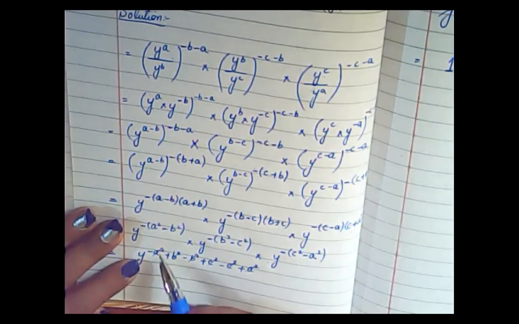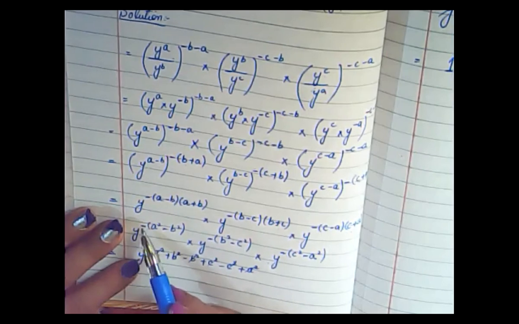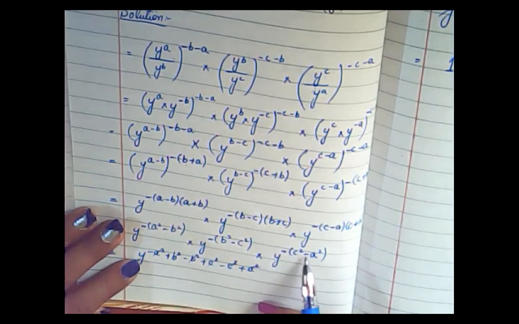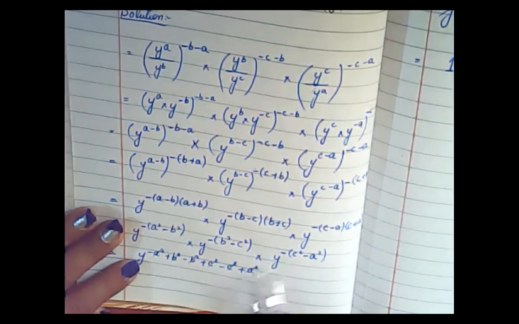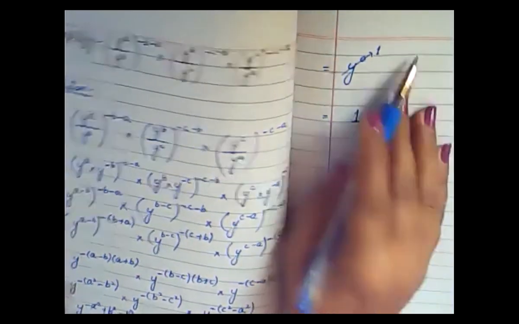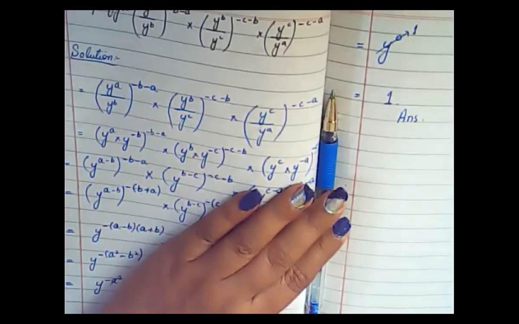After taking common base y here, I'm going to simply open the brackets. So minus a square minus minus plus b square, minus b square minus minus plus c square, minus c square minus minus plus a square. They will cancel with each other. What will be left here? 0, and the answer will be 1. So this is the end of the lecture. I'm going to stop the video here and move towards the slide again.